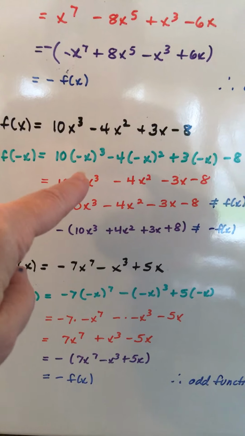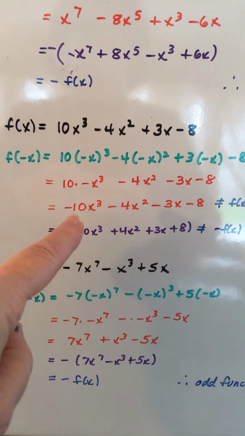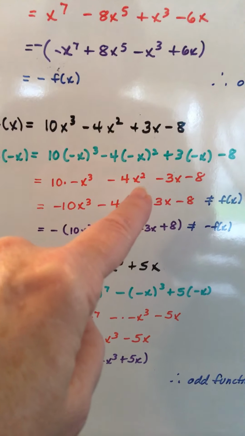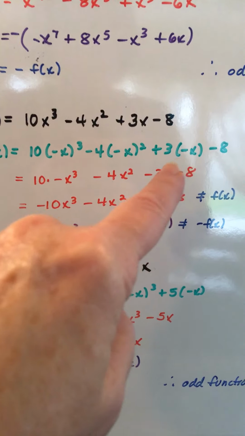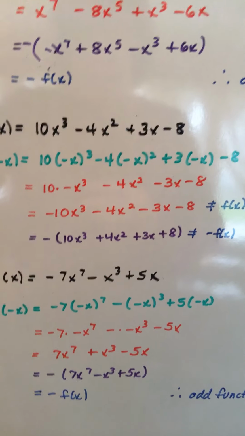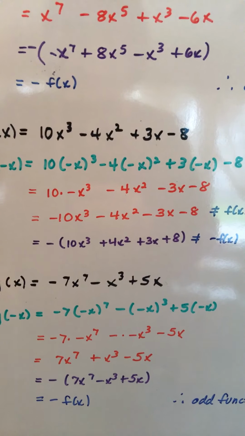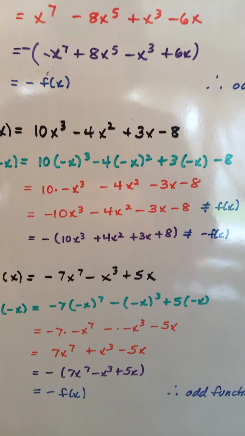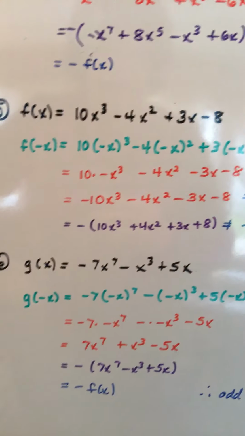I'm going to insert the negative x. And I get negative times x cubed, which is negative 10x. This gives me positive x squared, which is negative 4x squared. That product's negative 3x, that's negative 8. I notice they're not exactly the same signs, and when I negate, I don't get exactly the same thing either, so this is classified as neither.